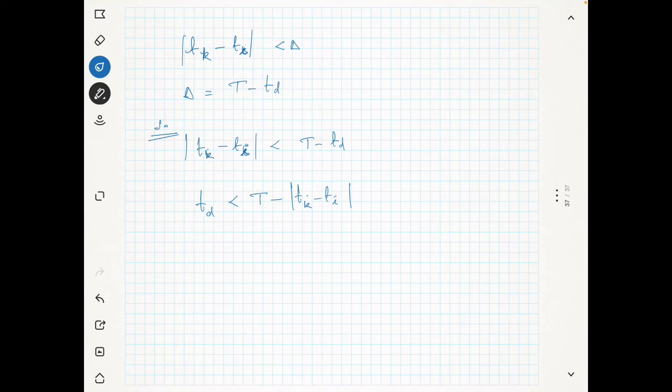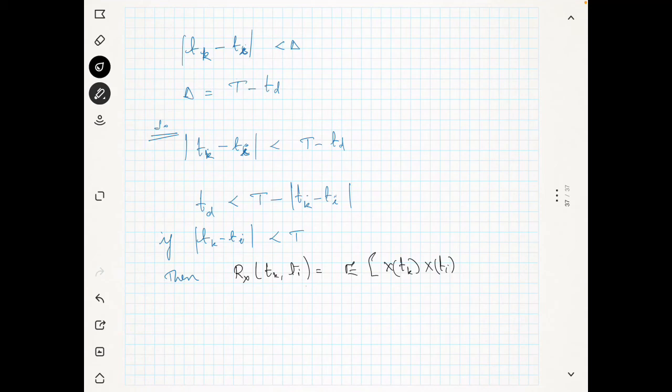Tk is 0 and Ti is below 0. That's why in this case, now we have, if the magnitude of Tk minus Ti is less than T, then we can write Rx of tk, ti as the expected value of x of tk into x of ti. Okay, this is our simple expression.